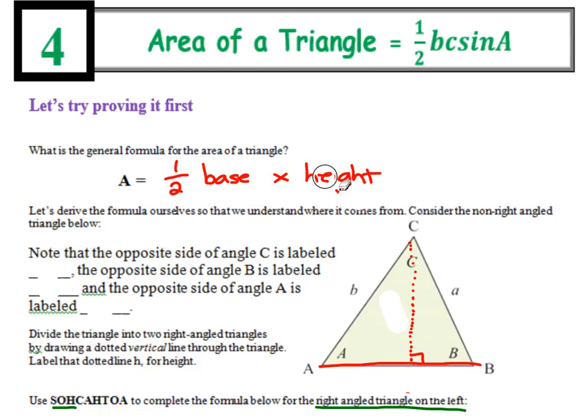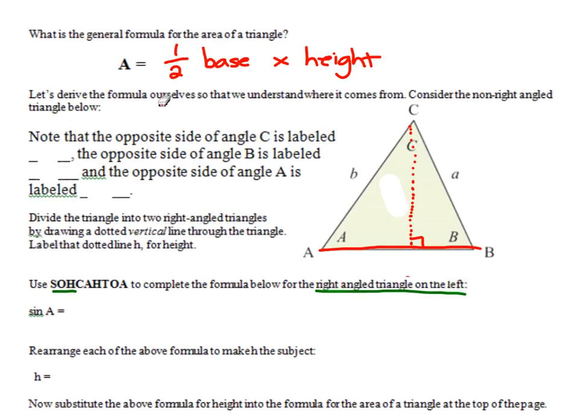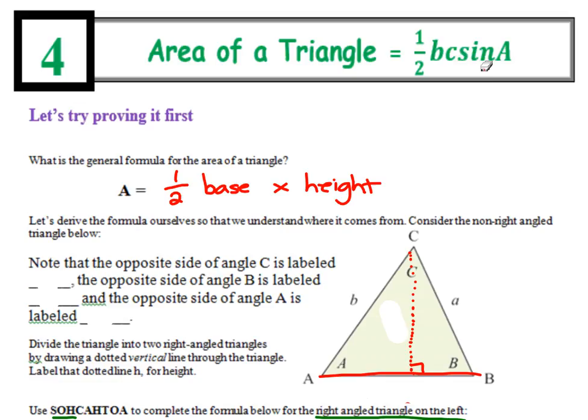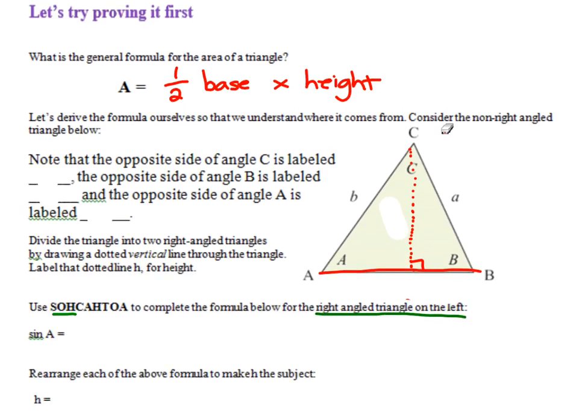Now let's derive the formula ourselves, for area equals half bc sin A, so that we understand where it comes from. So now let's consider the non-right angled triangle below. This formula half bc sin A refers to non-right angled triangles.